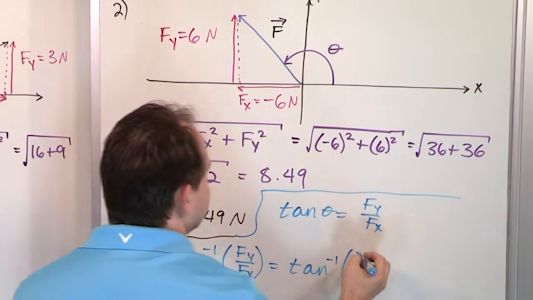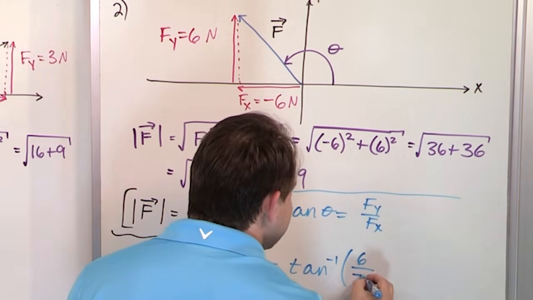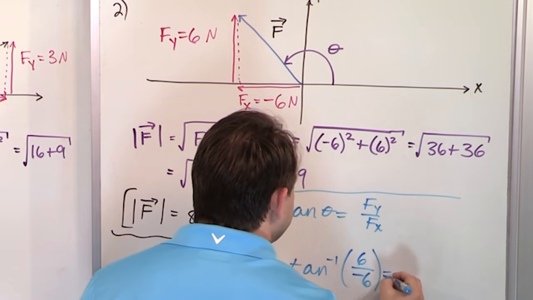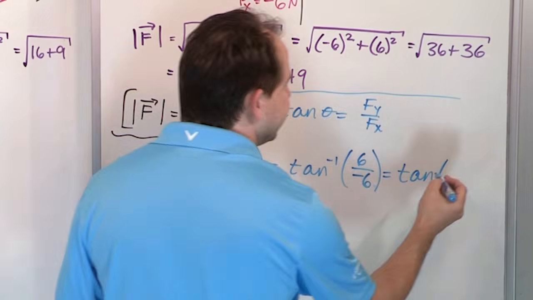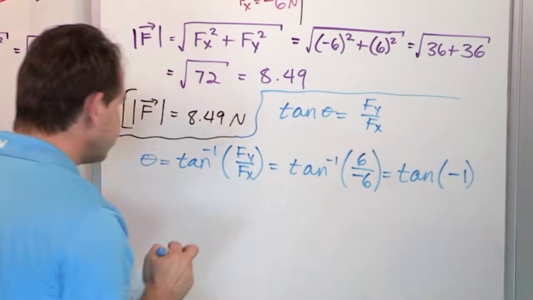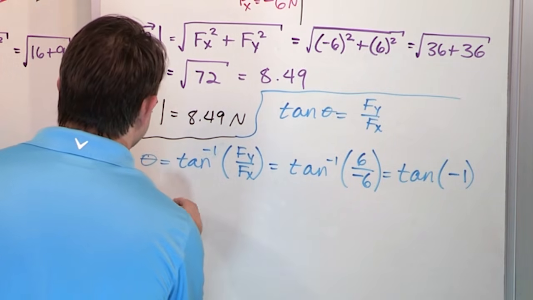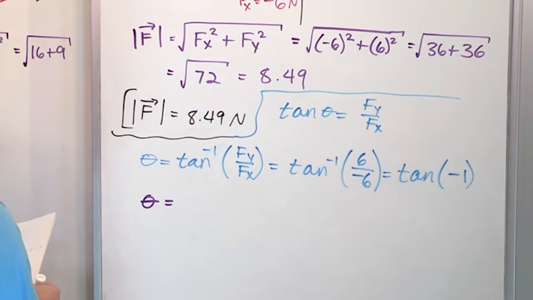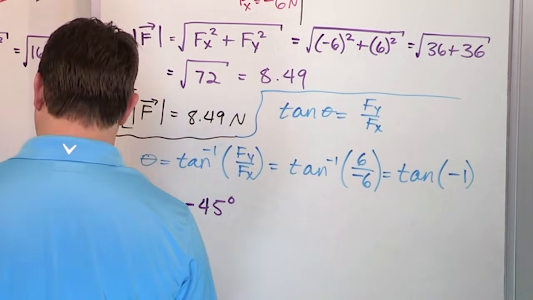6 is the y component. What is the x component? Negative 6. So you have to put negative 6 on the bottom. Which means you have the inverse tangent of what? 6 divided by negative 6 is negative 1. Okay? So if you go into your calculator and stick negative 1 in and take the inverse tangent, what are you going to get? Your calculator is going to give you negative 45 degrees.